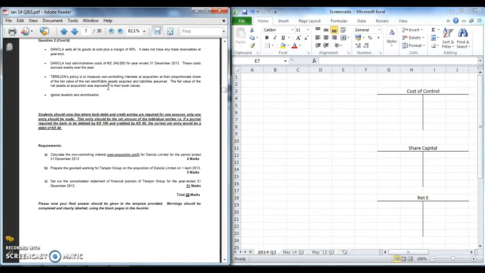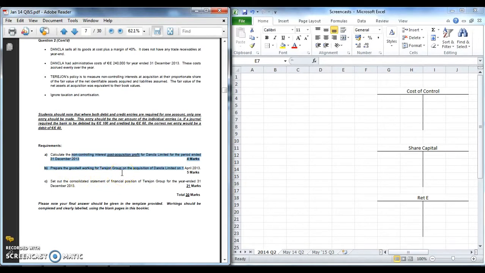So 30 marks, you're talking about roughly 25 to 27 minutes. And there's 3 different components. So calculate the NCI post-acquisition profit for the period ended 31st December 2013. Prepare the goodwill working, and also then set out the consolidated SOFP.